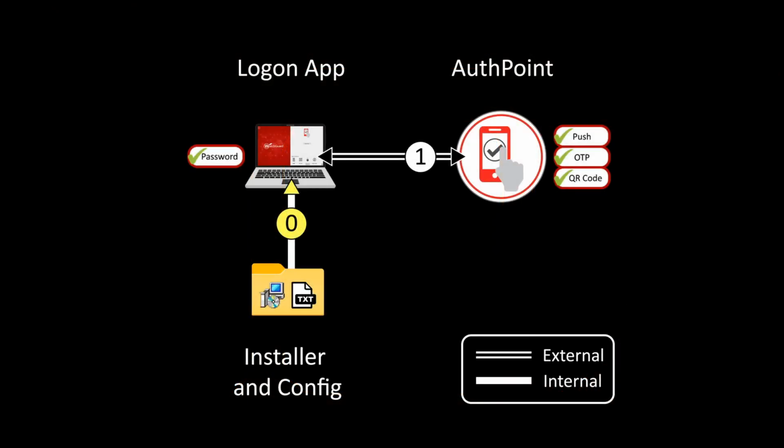Here we can see the process of using the Logon App. In step 0, the administrator deploys the Logon App to each computer with the installer and a configuration file. After the Logon App is installed, the user will log into the computer normally by entering their username and password. Once their credentials have been validated by the computer, the authentication screen for the Logon App appears and prompts that user for their second authentication factor if required.